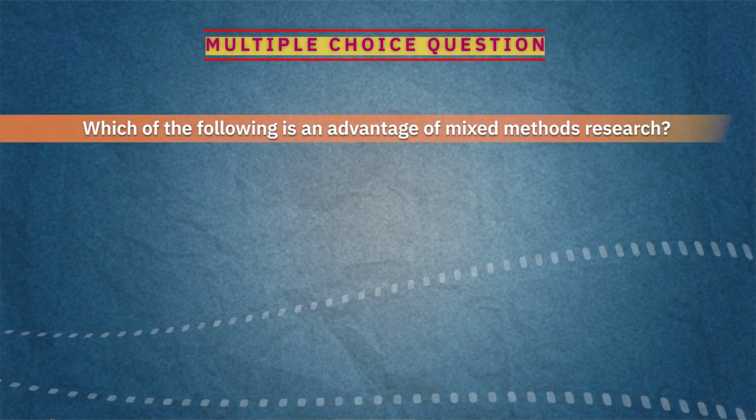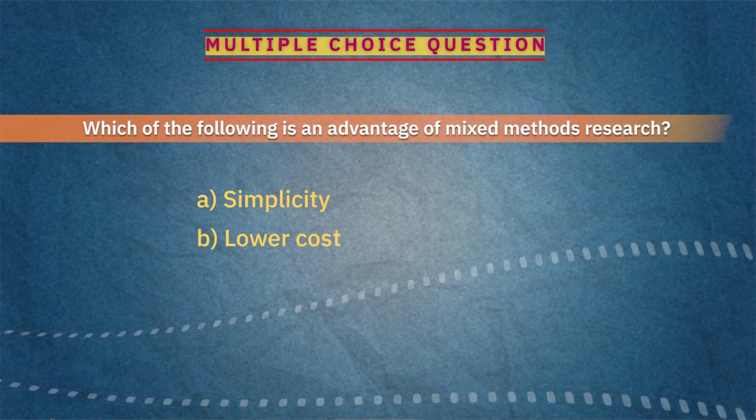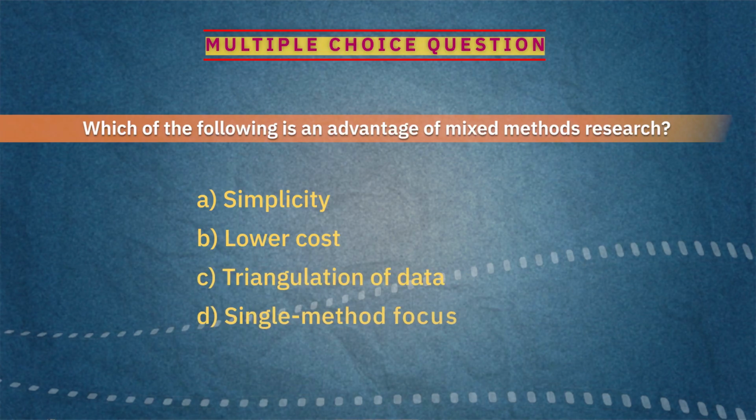The next MCQ: which of the following is an advantage of mixed method research? A. Simplicity, B. Lower cost, C. Triangulation of data, D. Single method focus. The answer is triangulation of data.